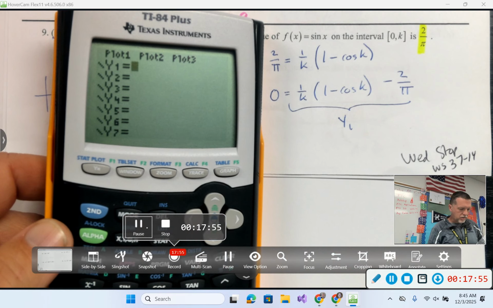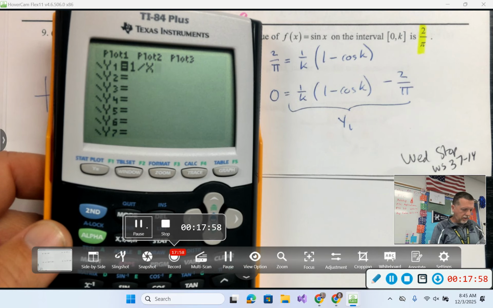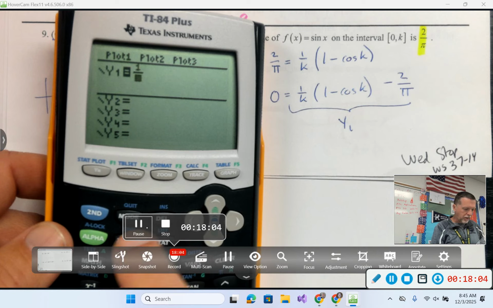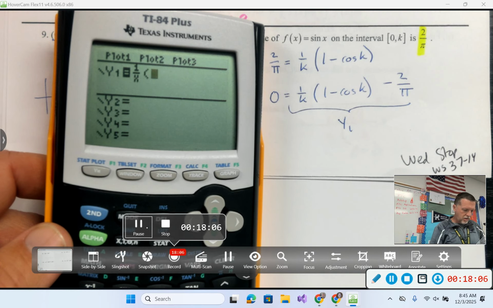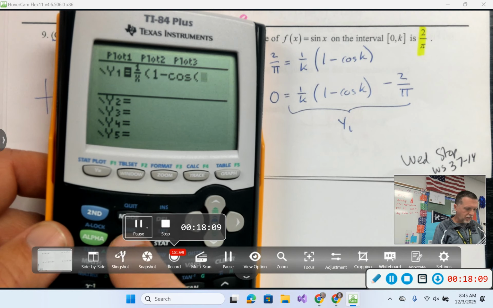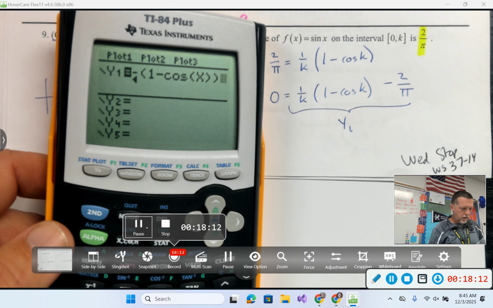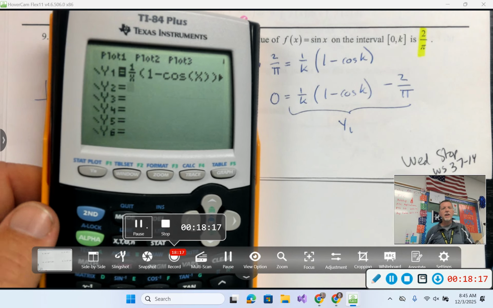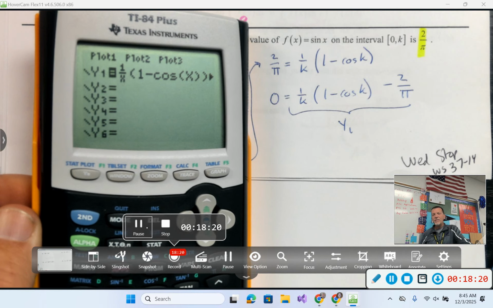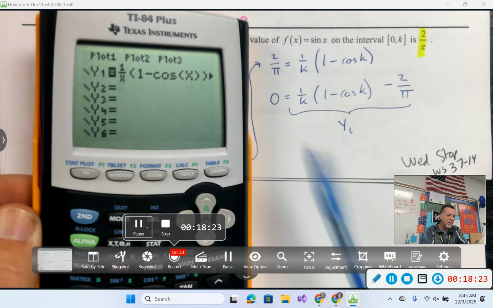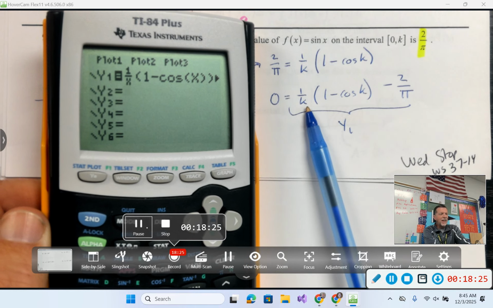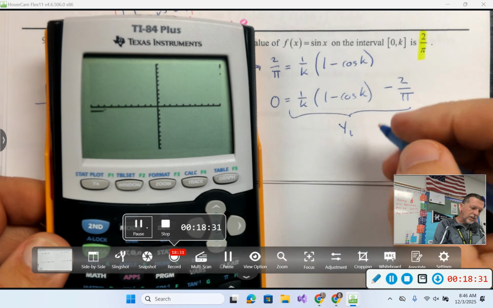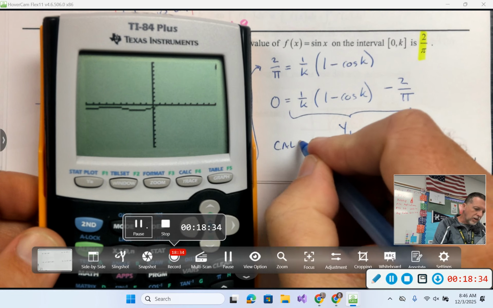So y equals 1 over x. Go in fraction bar to make this look better. 1 over x, 1 minus cosine of x, minus 2 over pi. I don't think I have a chance of solving that by hand because the k is inside the cosine and outside the cosine. So I'm going to graph this thing and let my calculator find the 0.